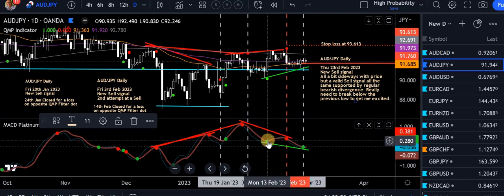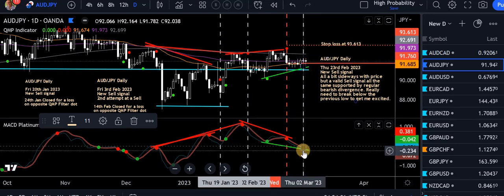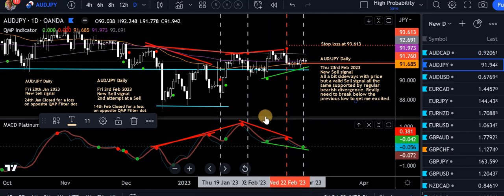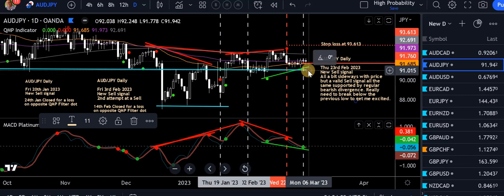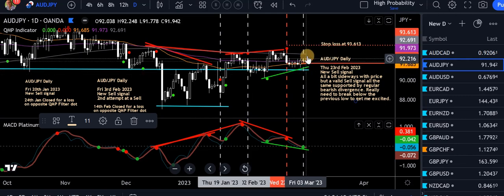In the meantime, we're setting up for a potential buy here. Green dot just below the zero level on the MACD platinum, and some potential hidden bullish divergence there. So if we do get a buy, I'll close the sell and take the buy.